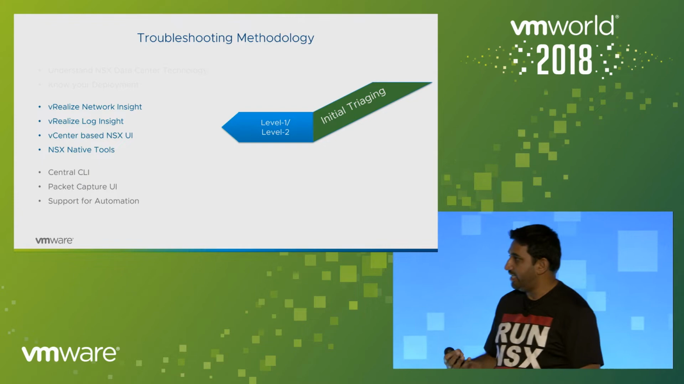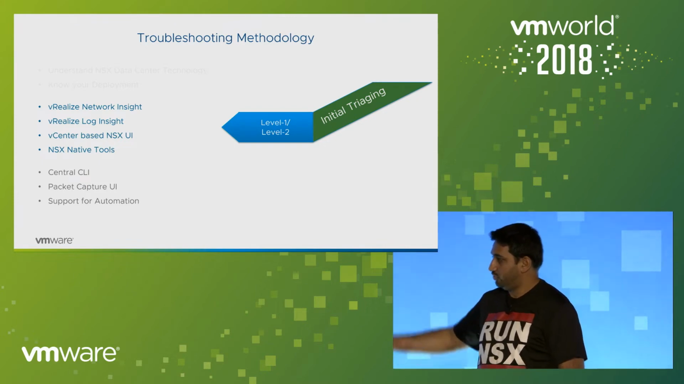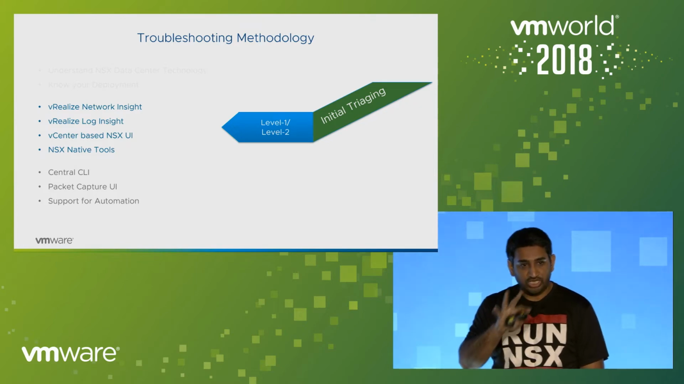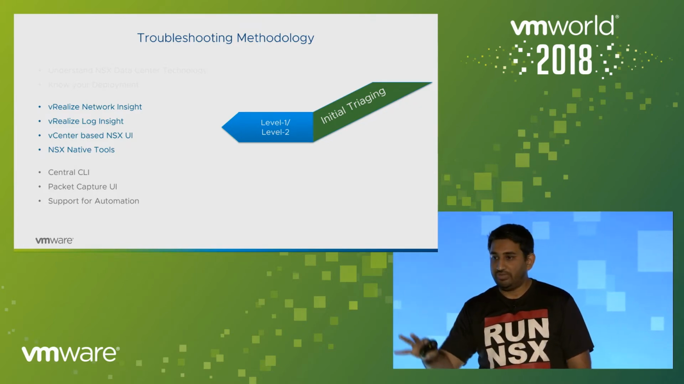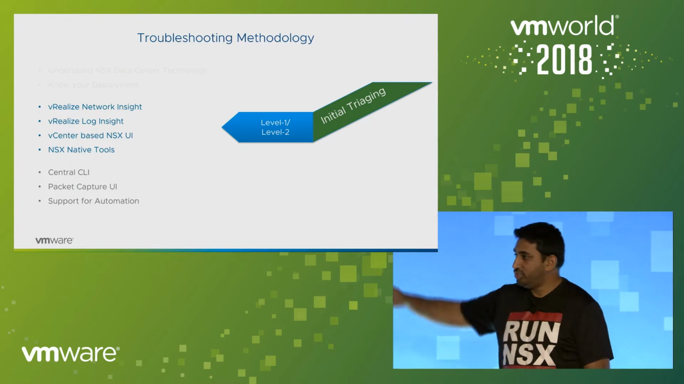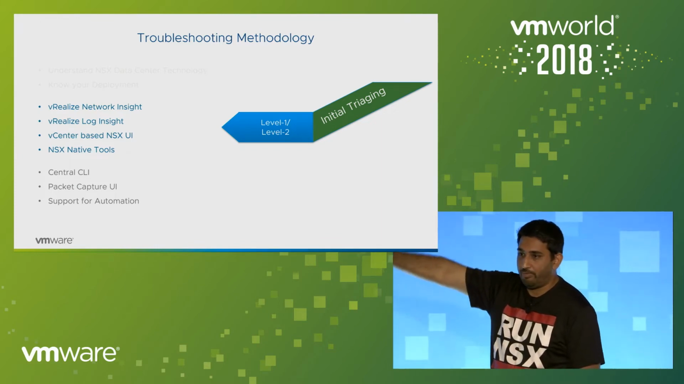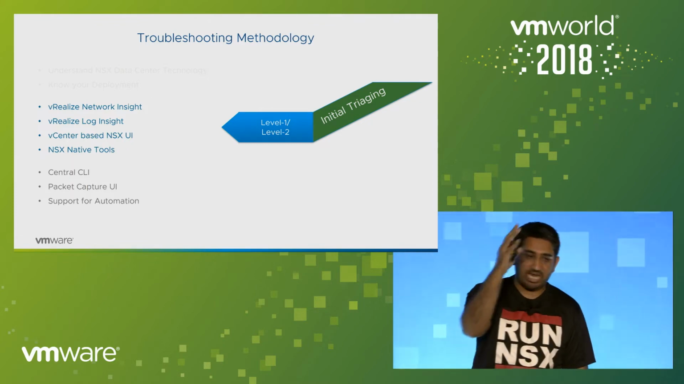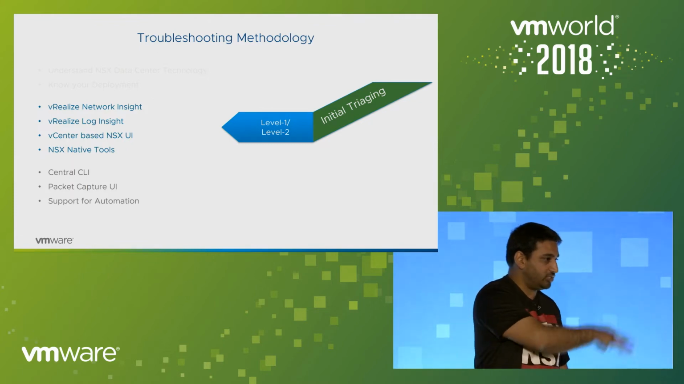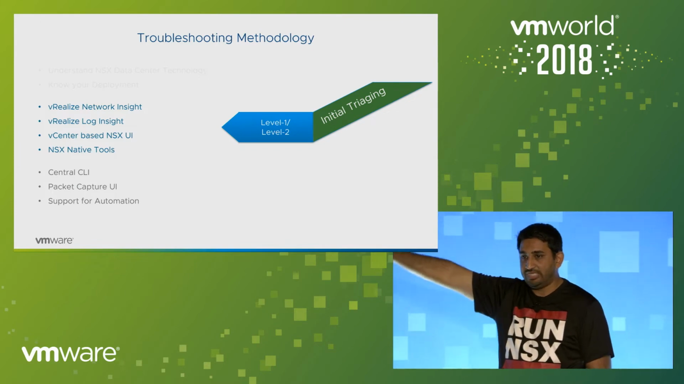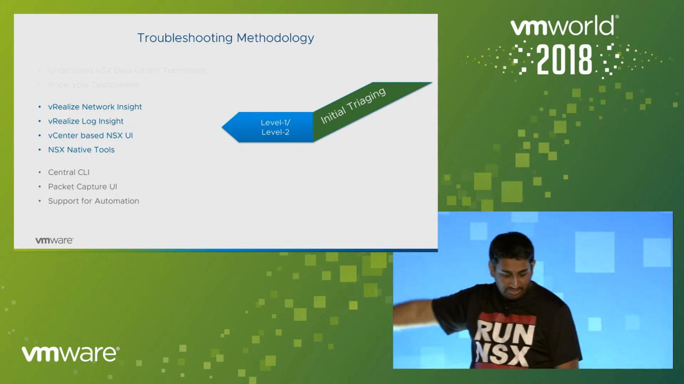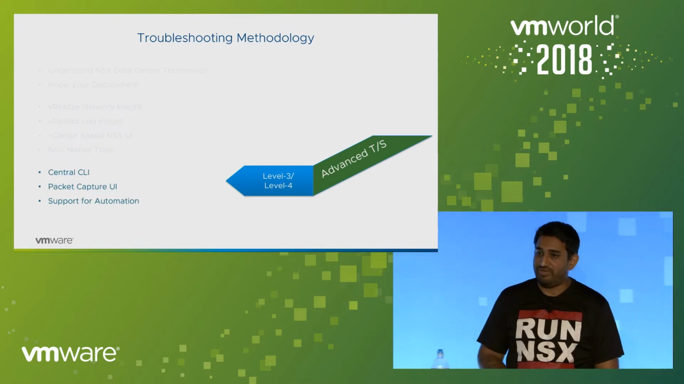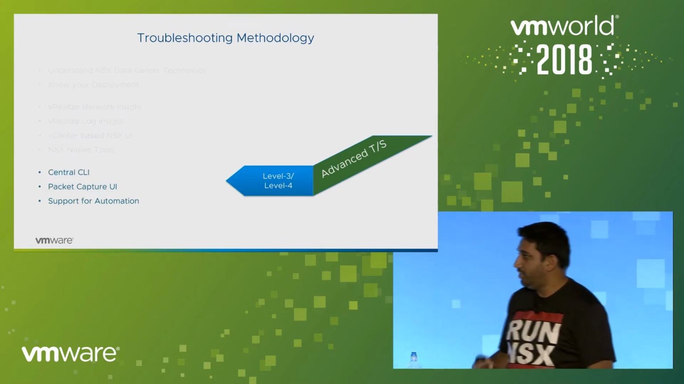Then you have Log Insight and the UI I talked about and the native tools. So these are your level 1, level 2. Anybody in your NOC who is touching NSX at a level 1, level 2 skill set, these are the things they should be comfortable with. You're not looking for them to be comfortable with all of central CLI and REST API and PowerNSX and whatnot, but this is the base level that they should be able to easily use. Then you have the advanced guys. For your advanced troubleshooting, or level 3, level 4, you have central CLI.